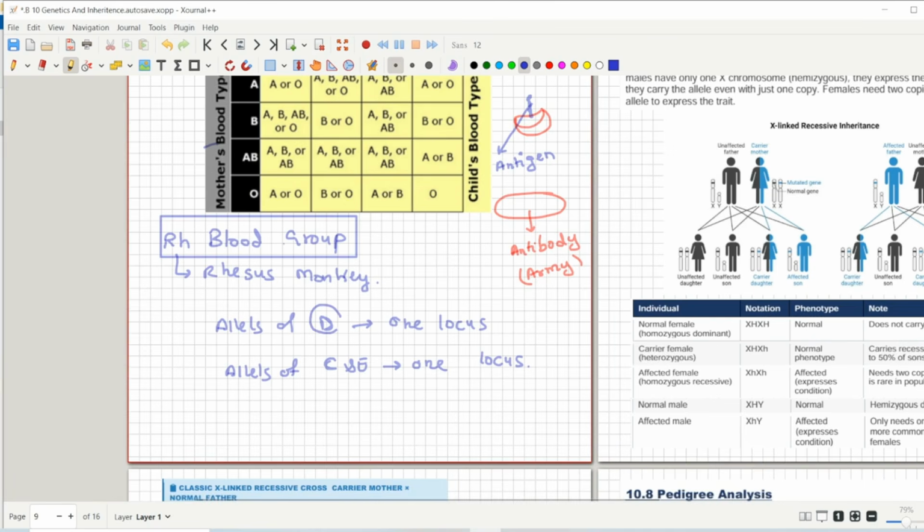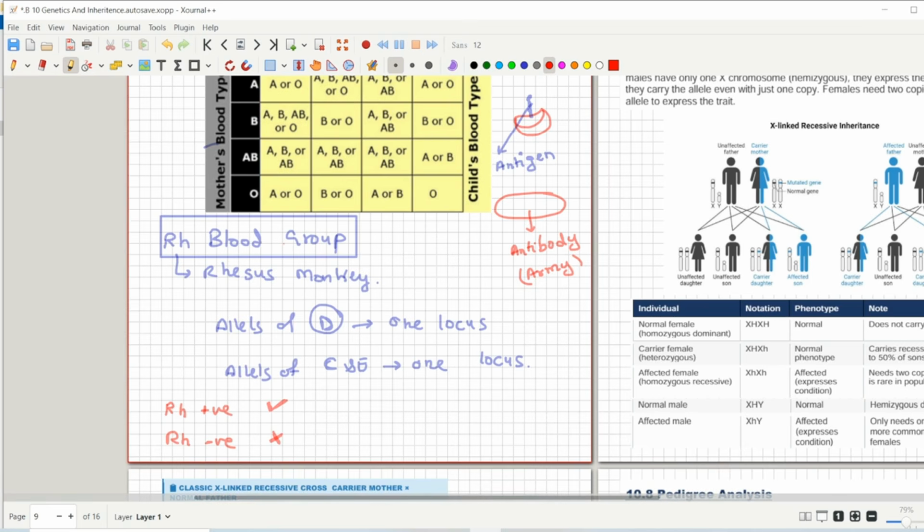D is actually the important one here. The D allele is the one that determines whether your blood group is going to be either positive or negative. For example, let's write down when you will have RH positive and when you will have RH negative blood group system. Let's make a table here. If the RH factor is present, then the blood group would be positive. If the RH factor is not present, then the blood group would be negative.